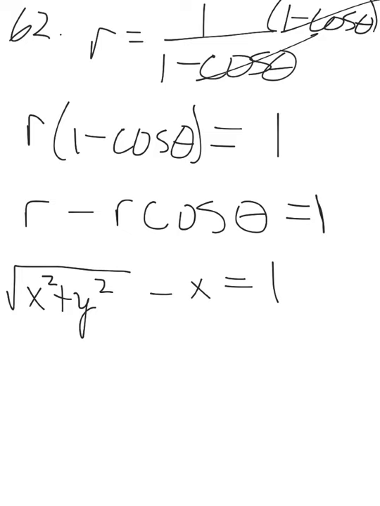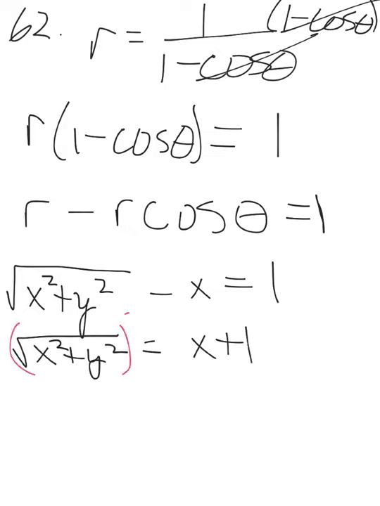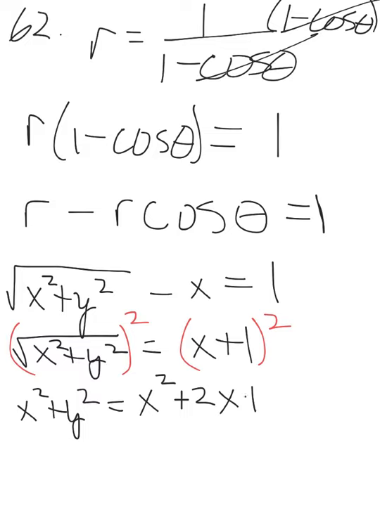An easy way to clean that up would be getting rid of the square root. So what I'm going to do is get the square root term by itself by adding over the x term. And then what we need to do is get rid of the square root by squaring both sides. Now that that term's by itself, we can square both sides. On the left-hand side, the square and the square root cancel, so I'm left with x squared plus y squared. Over here, I'm going to FOIL that out, so I have x times x, which is x squared. Middle terms would be 2x, and then 1 times 1 is 1.